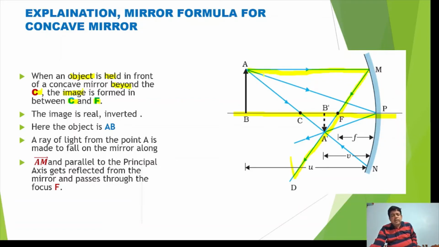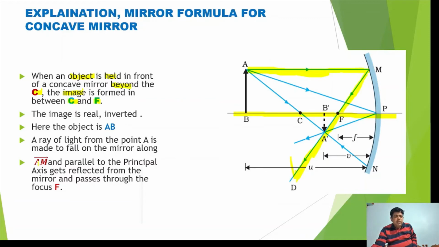Now for the concave mirror, any ray parallel to the principal axis, after reflection passes through the focus. Understand? And in case of a convex mirror, it appears to come from the focus. But in case of a concave mirror, any ray parallel to the principal axis, after reflection passes through the focus, right? Understand?